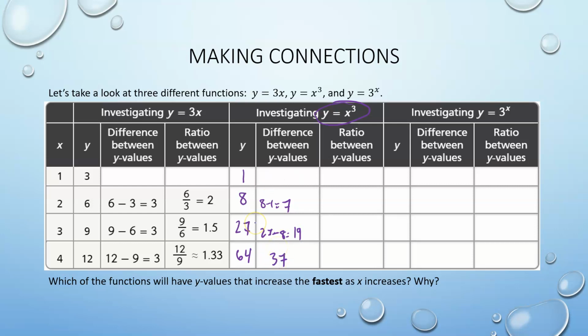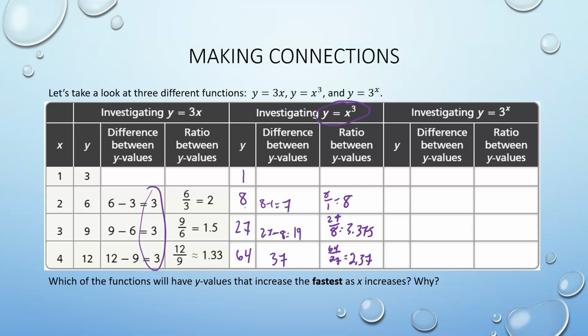So that we've done before, but we can see that these are not a constant difference like it was in the linear function. Now, if I find the ratio between the y values, in this case I would take 8 divided by 1, I get 8. I take 27 divided by 8, and I get 3.375. And when I did 64 divided by 27, I got 2.37 or so. So when we look at both those relationships, nothing similar.